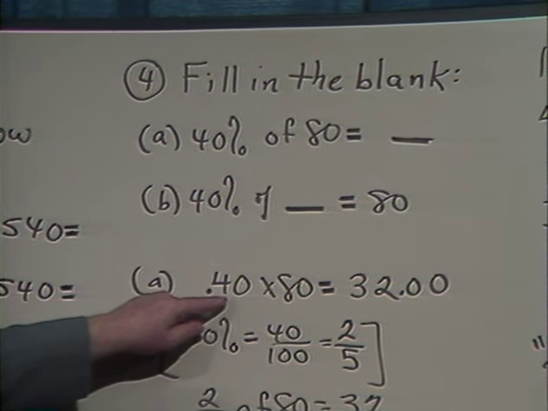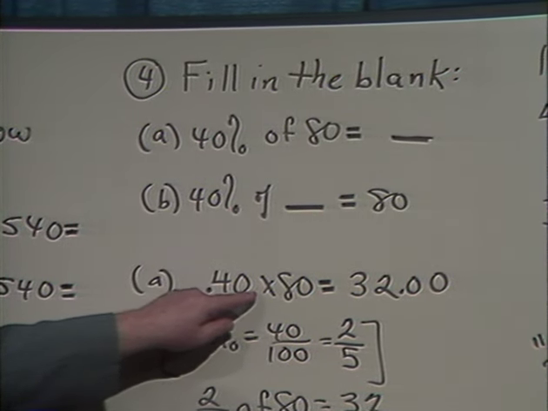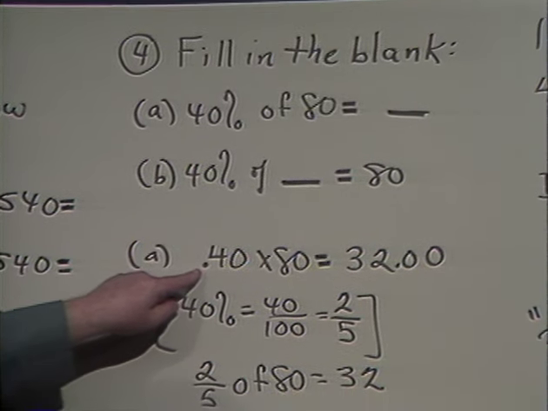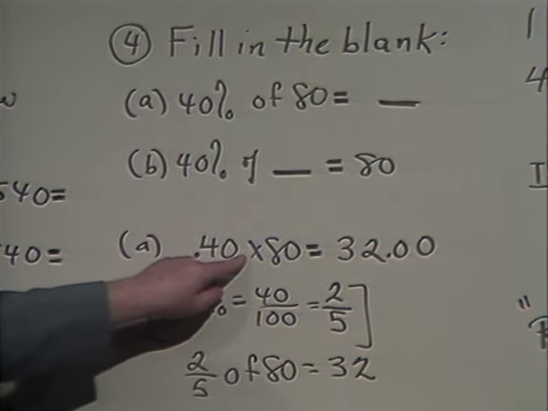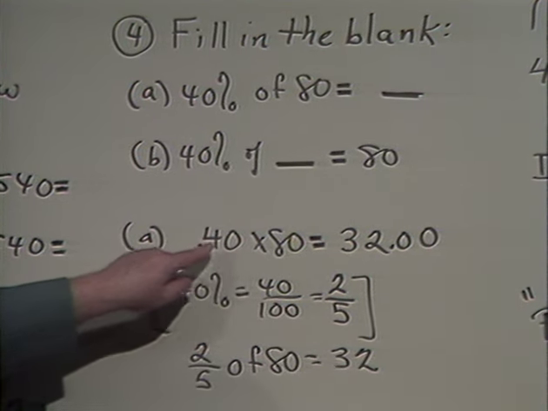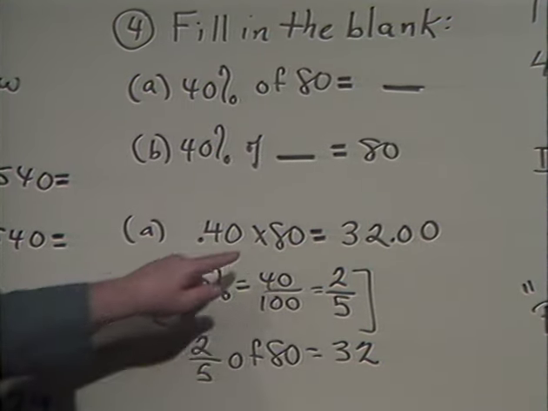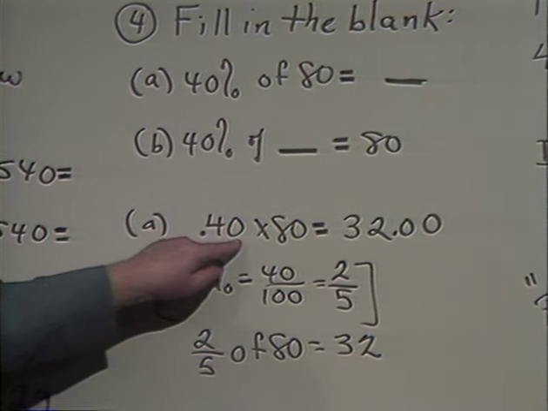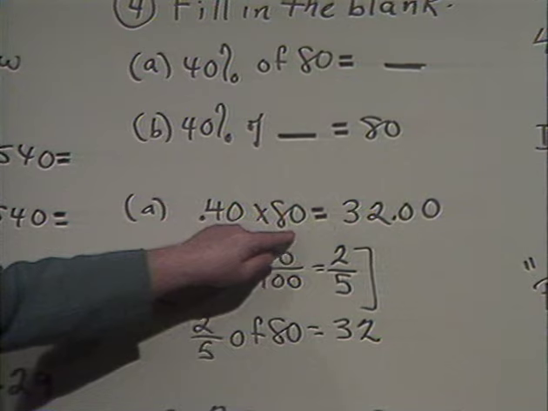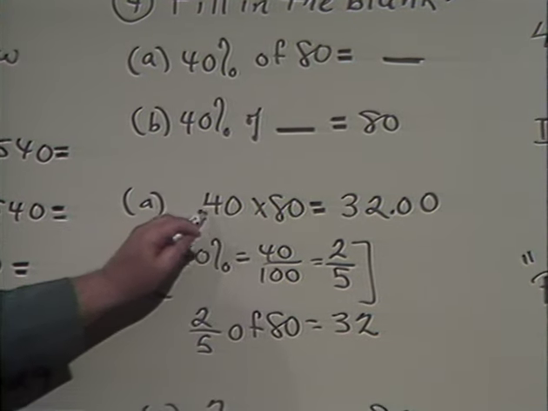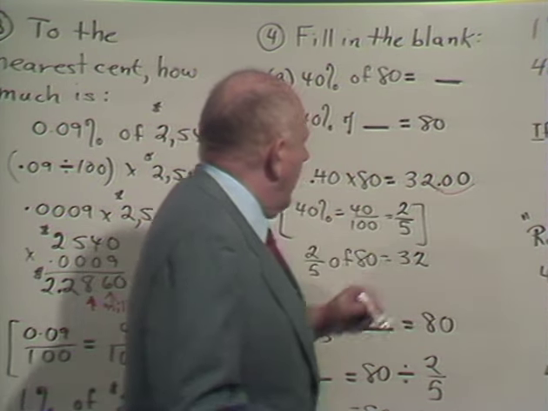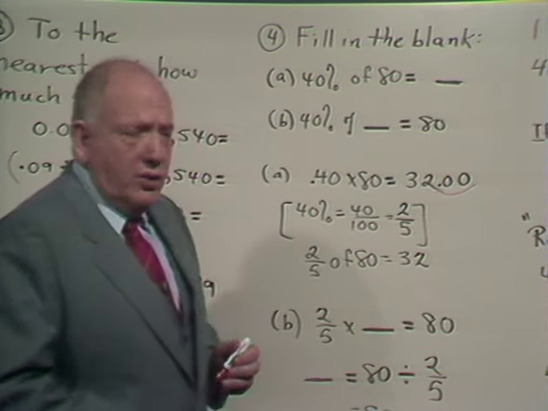Let's do it by decimals. Percent means divide by 100, and the way you divide by 100 is you move the decimal point 2 places to the left. So to remove the percent sign, I move the decimal point 2 places to form 0.40. Of means times, so part A becomes 0.40 times 80. 40 times 80 is 3,200. There are 2 decimal digits to the right of the decimal point, so I have to move it in 2 places. The answer is 32.